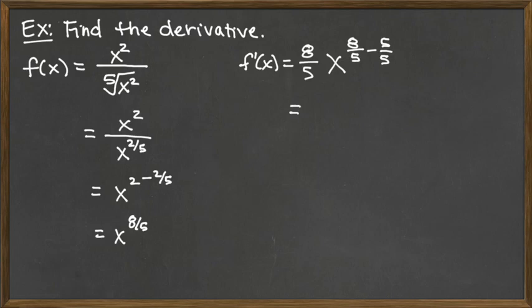And so when I go to clean this up, I've got that constant 8/5 that's sitting in front, and the power on the x is going to be 8 over 5 minus 5 over 5. So that would just be your 8 minus 5, which is 3, over the common denominator 5. And that would be the answer for our derivative.